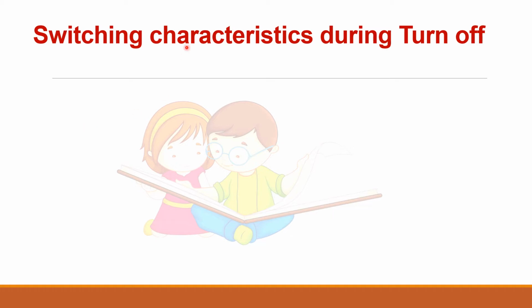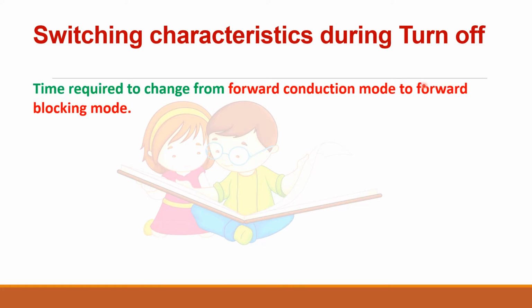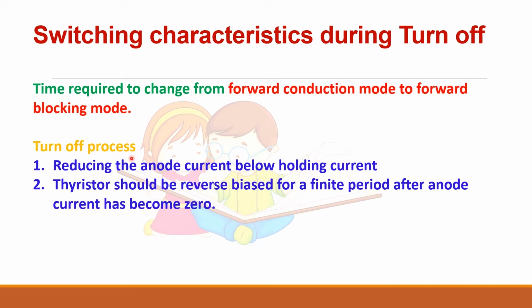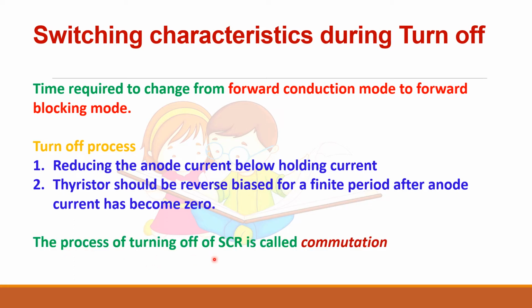Now we can see the characteristics during turn off. Turn off time is the time required to change from forward conduction mode to forward blocking mode. This turn off process is initiated by reducing the anode current below the holding current, and the SCR should be reverse biased for a finite period so that it will regain the forward blocking capability. The process of turning off an SCR is called commutation. This commutation is a more important topic.